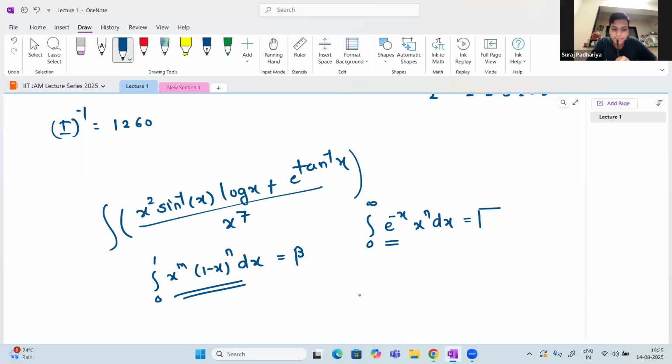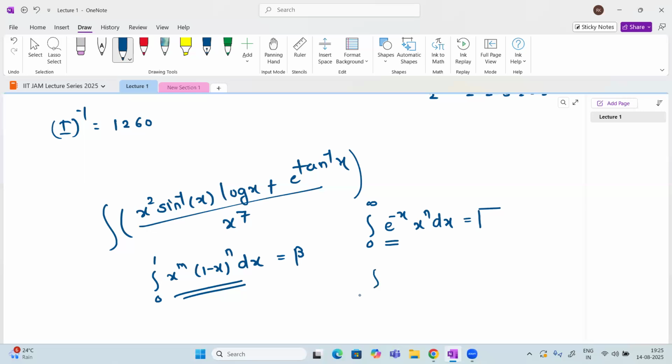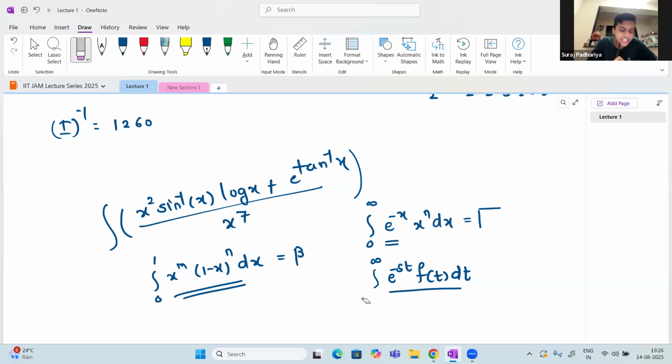Even the Laplace transform does the same thing. In case of the Laplace transform, the integral from 0 to infinity of e raised to minus st, f of t dt. So this Laplace transform also helps us solve these types of integrations. Getting the point? Okay, these are the techniques of solving some integration. That's all. Okay, let's move further.